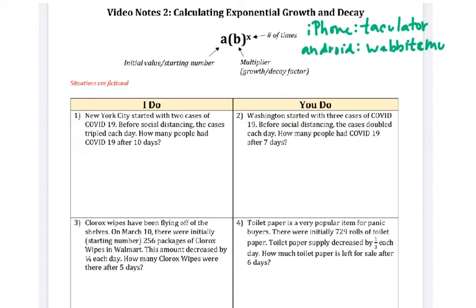Okay, so we're going to start with number 1. Number 1 says, New York City started with 2 cases of COVID-19. Before social distancing, the cases tripled each day. How many people had COVID-19 after 10 days?